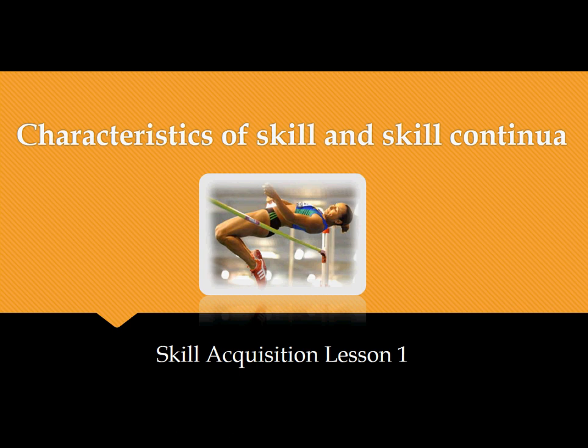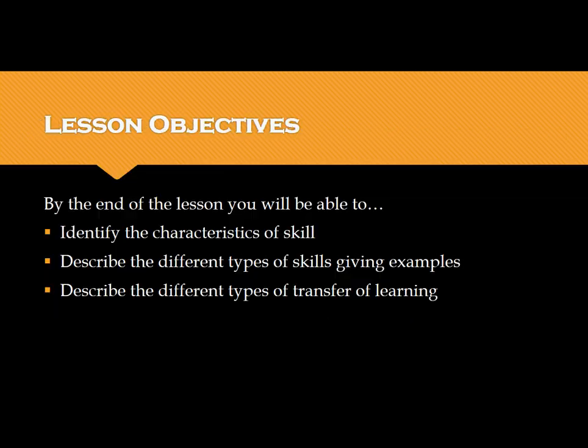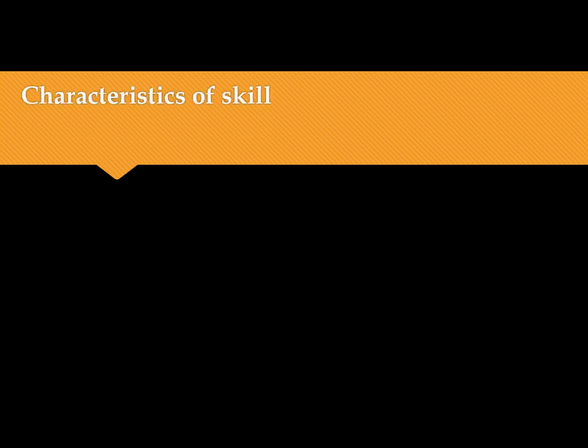Okay, this is Skill Acquisition Lesson 1 on the characteristics of skill and skill continua. Hopefully by the end of the lesson you'll be able to identify the characteristics of skill, describe the different types of skills, giving examples, and the different types of transfer of learning.